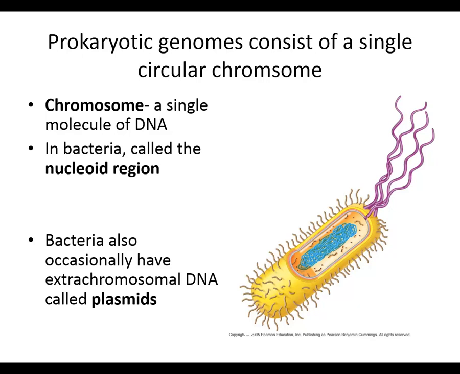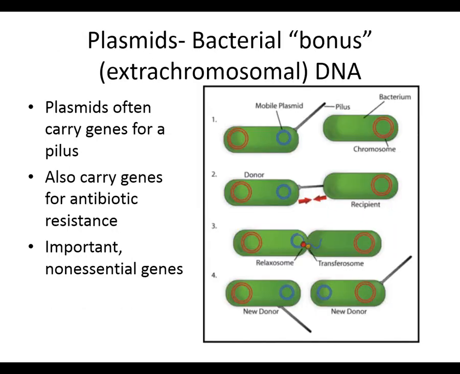And in bacteria, the place where that piece of DNA sits, they generally have one piece of DNA, and that's the nucleoid region. Bacteria also occasionally have extrachromosomal DNA. You understand extrachromosomal? That's extra DNA that isn't part of that one big chromosome. And those little extra bits of DNA we call plasmids. You might say bonus DNA, right?